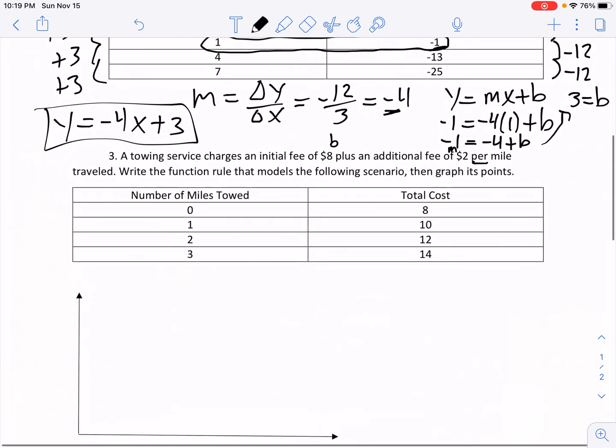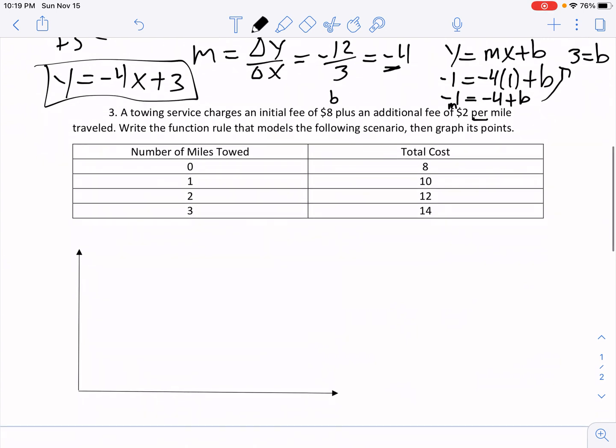So right away, we already know they're telling us what b is and what our m is. Now, we could use that in and of itself to write the equation, but we'll come back to that in a second. So we have a towing service. They charge you $8 just to get towed, then an additional $2 for every mile they have to travel. We want to write the function rule that models the situation, then graph the points.